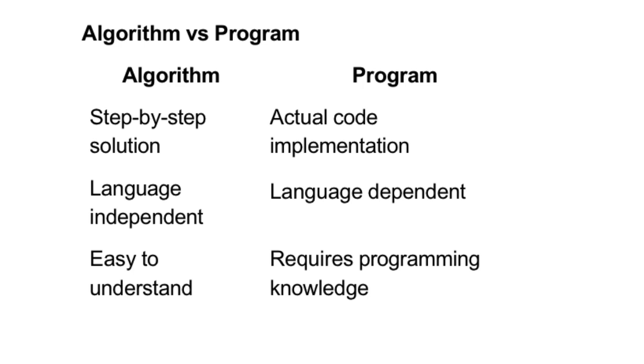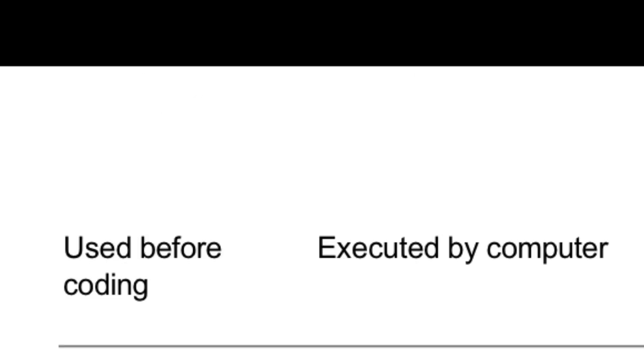Then move to another example. Algorithm is a blueprint and program is a house. Algorithm is a plan and program is actual code. So what is the difference? Algorithm is a step by step solution. Program is actual code implementation. Algorithm is language independent and program is language dependent. Algorithm is easy to understand and program requires programming knowledge. Algorithm is used before the coding, and program is executed by the computer. This is the basic difference between algorithm and program.